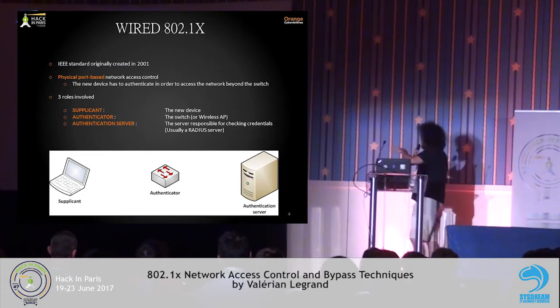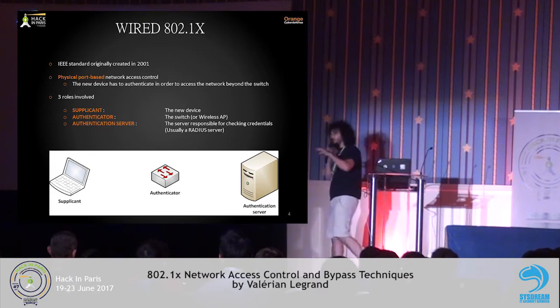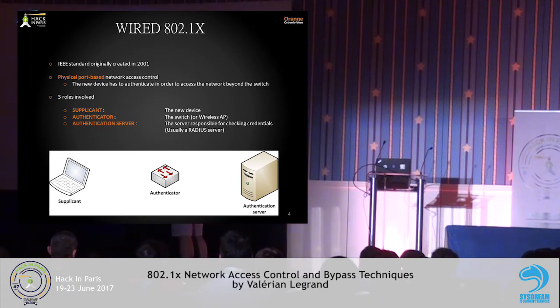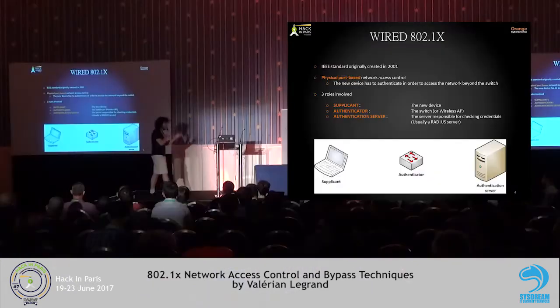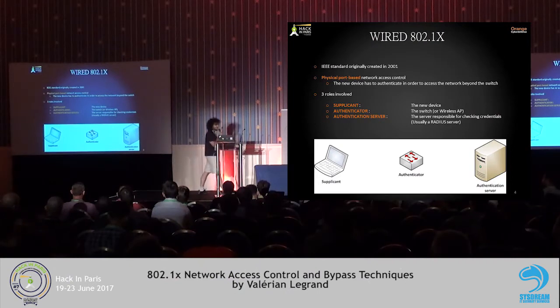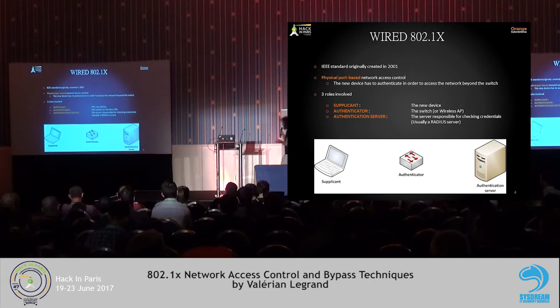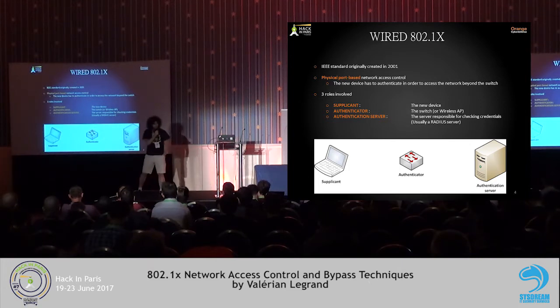The second role is called the authenticator, and this is the most important one in a .1x architecture, as it will be the gatekeeper. Usually in a wired 802.1x architecture, it's a switch. This switch will decide whether your workstation will be able to connect, or you will just get rejected and you will cry all day.